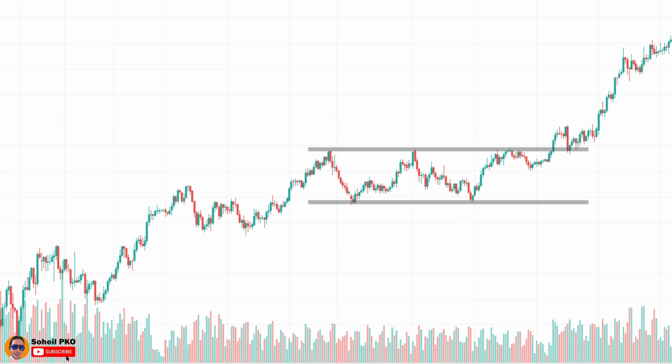Alright, getting back to our rectangle. Rectangle is a continuation pattern, which means that it forms in the middle of a trend. It's actually a pause in the middle of a trend, and after that, the trend continues.